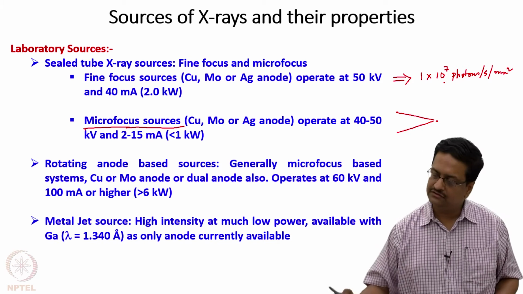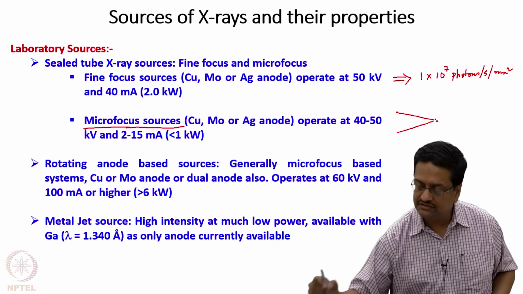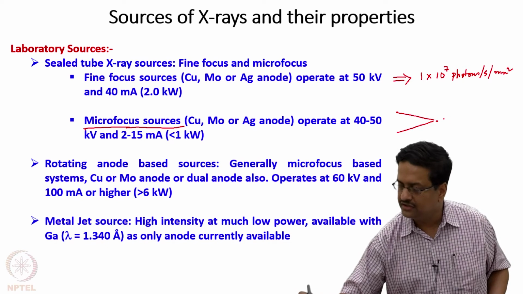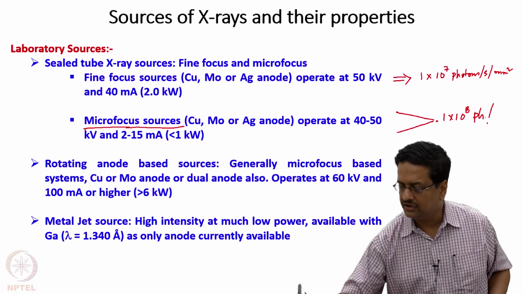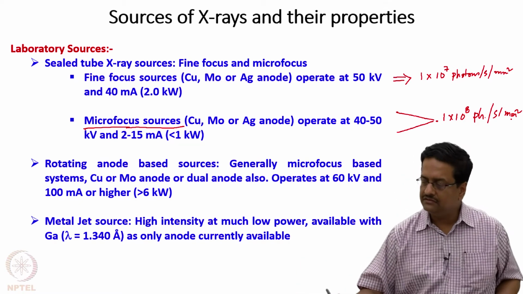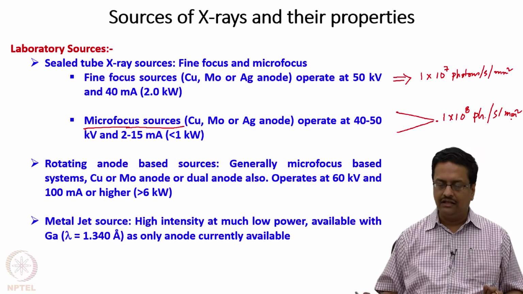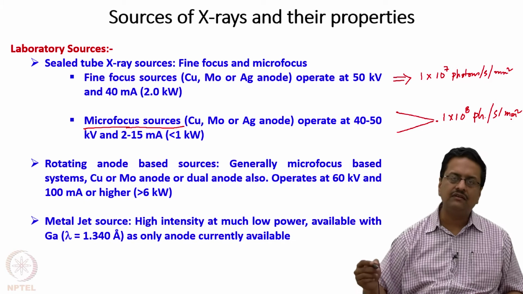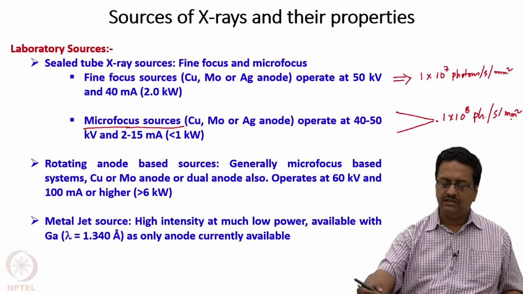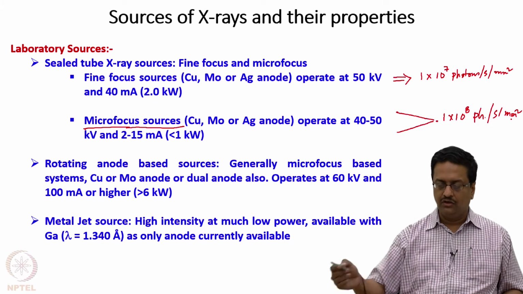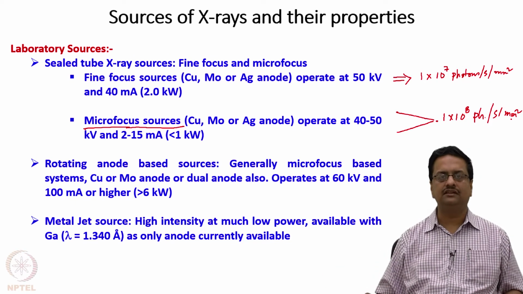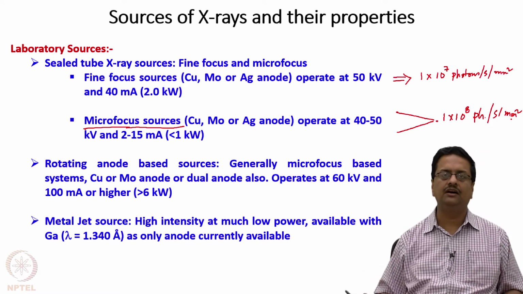the same flux on the crystal using a microfocus source will increase to about 1 into 10 to the power 8 photons per second per millimeter square. So that means we will get about 10 times increase in the intensity of that beam on the crystal. As a result, it will reduce our data collection time. With the advantage of microfocus sources, we can collect data much faster instead of spending several hours using a standard X-ray tube.